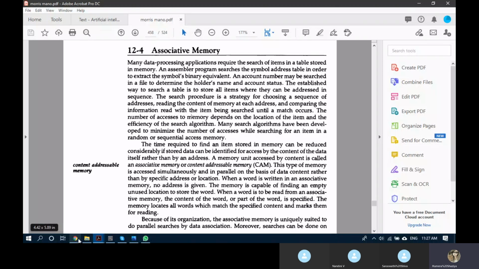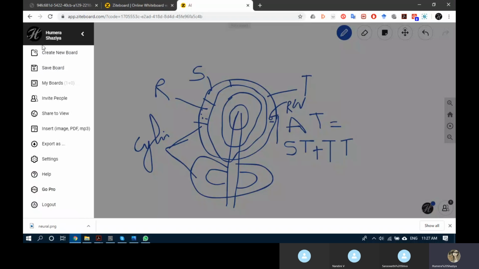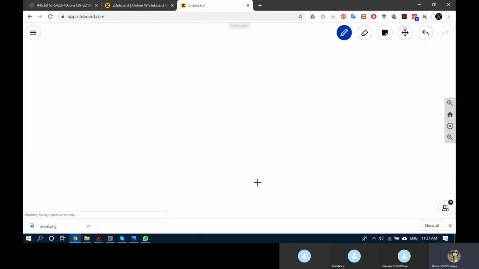Let us look at how it works. This is a new board: content addressable memory.